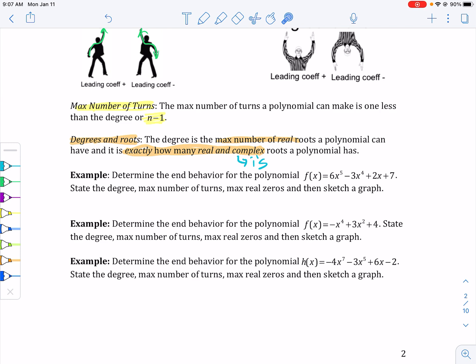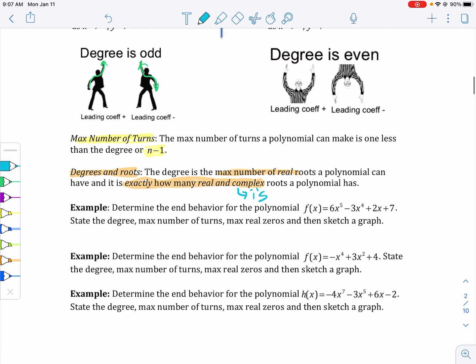Okay? So determine the end behavior for this polynomial, state the degree, max number of turns, max real zeros, and then sketch the graph. Okay? So I look here between 5, 4, 1, and none. 5 is the highest power, so our degree is 5. Our leading coefficient, I look at the number in front. So this is positive. Again, for the coefficient you're looking at whether it's positive or negative. I'm not doing even or odd. Even and odd goes with the degree, but positive or negative goes with the coefficient. So the degree is odd.